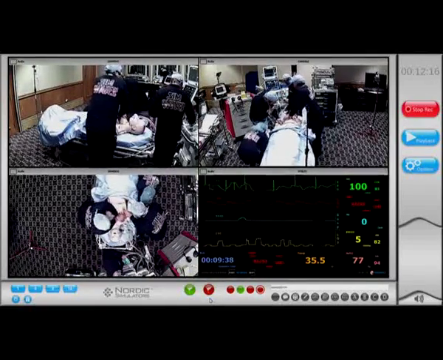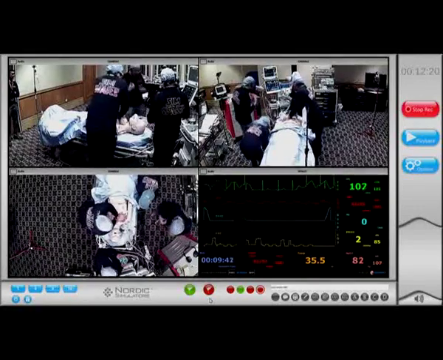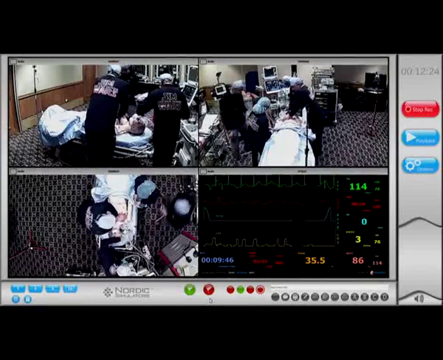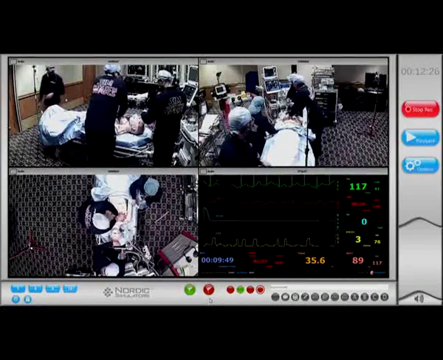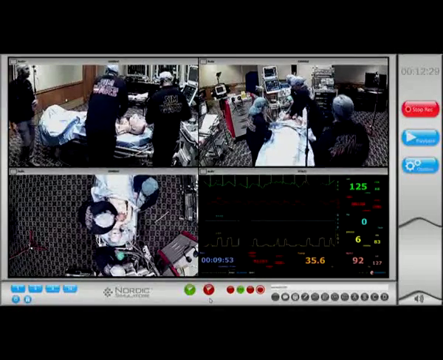I think now air entry is better. And now we have capnography. I don't know why it's not reading, but saturation is better with chest compression. When 2 minutes have passed, then 5 milliliters, please. 2 minutes finished, Dr. Yasser. Okay, let's analyze the rhythm again.